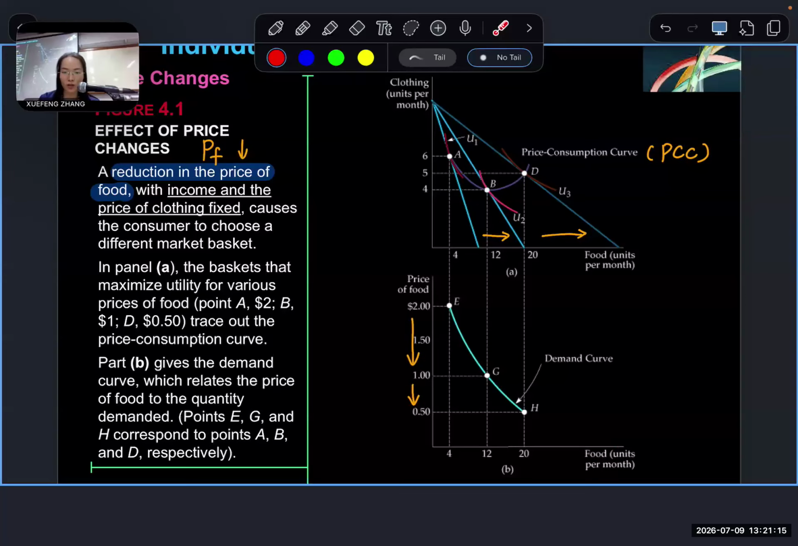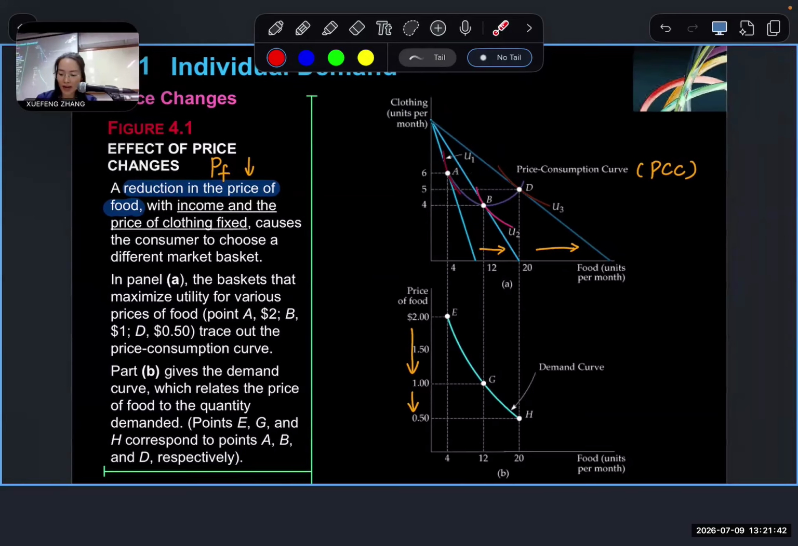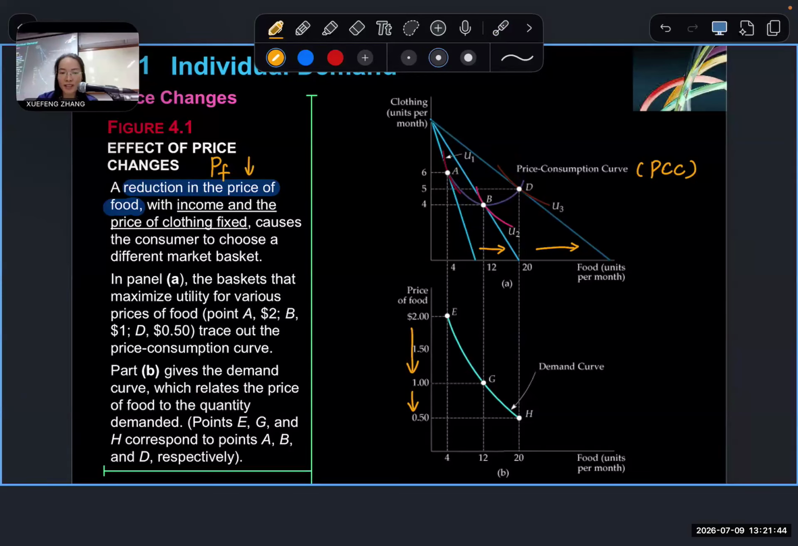So downward sloping. Okay, so the one that you need to take away is the price consumption curve, which is at the top, tracks optimal baskets as price changes, and the demand curve at the bottom, the same story, just in price versus quantity format. So PCC lives in IC world, indifference curve world.